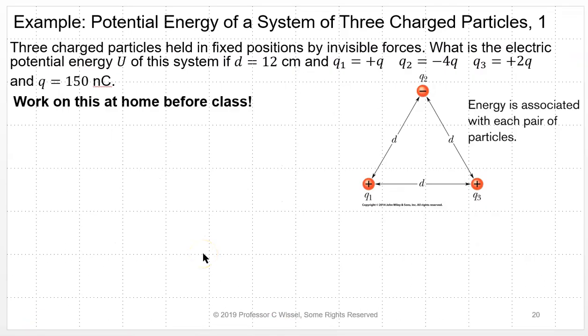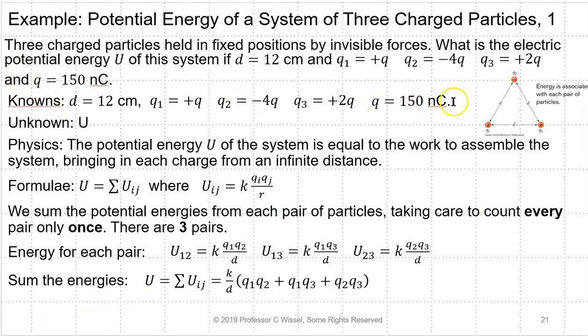Here's an example. Potential energy of a system of 3 charged particles. 3 charged particles are held in fixed positions by invisible forces. What is the electric potential energy U of this system if D is 12 centimeters, Q1 equals positive Q, Q2 equals minus 4Q, Q3 equals positive 2Q, and Q equals 150 nanocoulombs? Now, the way you handle a problem like this is you take each pair individually and then add them all up. Okay, so we write down the knowns, which I'm not going to repeat here. We just talked about them for a minute, and we need to know what is U.